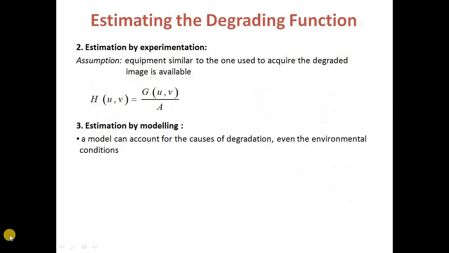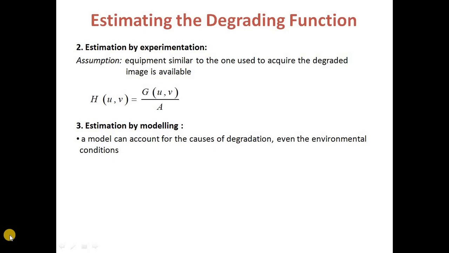The third method that can be used to estimate the degradation function we are going to study is estimation of the degradation function by mathematical modeling. In this method, we are trying to mathematically model the very cause of degradation. Sometimes the modeling is so good that it is even able to model the environmental conditions in which the degradation takes place.